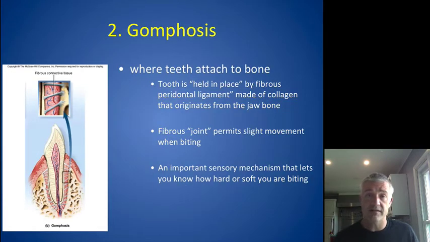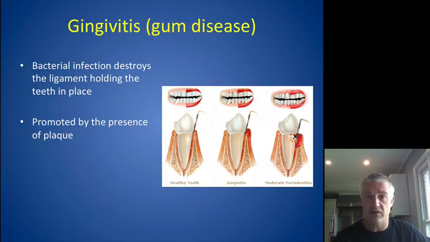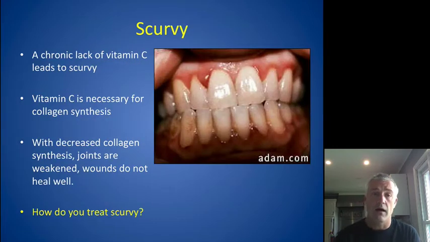A gomphosis is just that dental ligament holding the tooth into the jaw cavity. Again, this is a joint. It does have a slight bit of movement. You can actually tell how hard something is a lot of times by how much your teeth flex a little bit within this joint. Again, held in very strongly. That is a gomphosis. A lot of times gingivitis can damage that joint, and your teeth become looser and can be lost. Scurvy is another thing that can mess around with this a little bit.